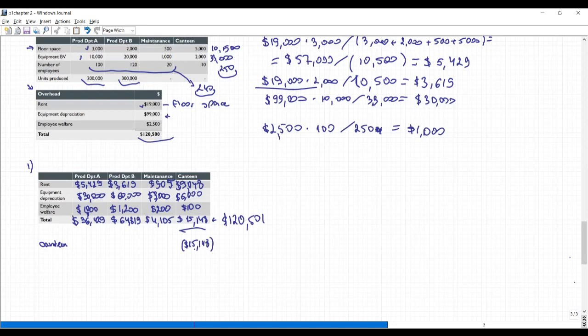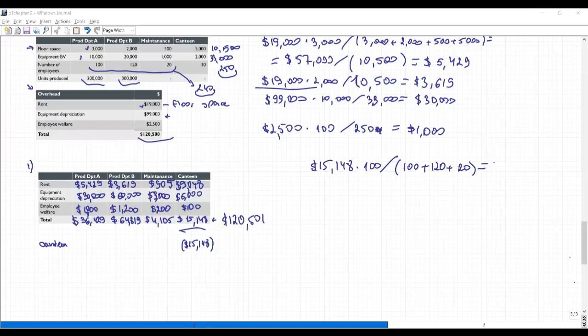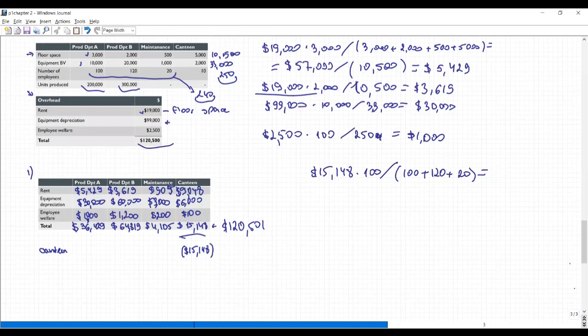So how would we do that? We will take 15,148, multiply that by the number of employees in production department A and divide that by the number of employees in all of the departments we do the reapportionment for, so all the departments without canteen. And that gives us, so it's going to be 6, 3, 1, and 2.